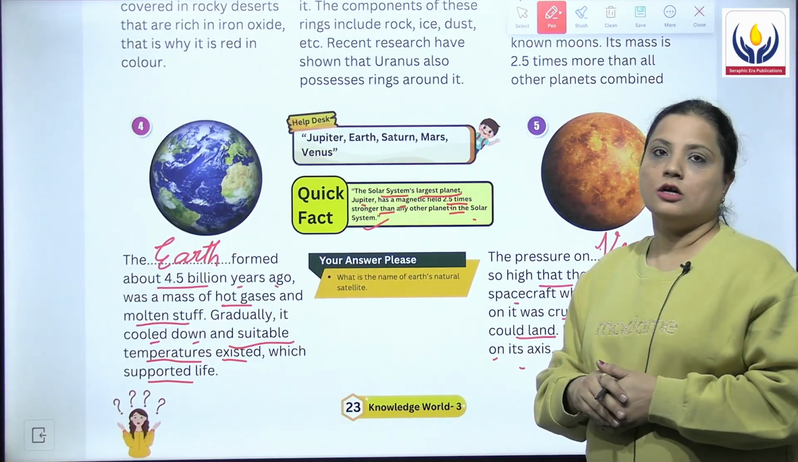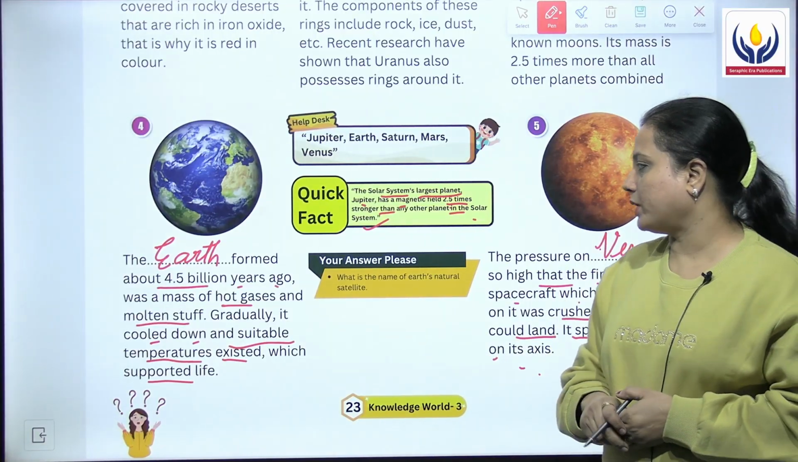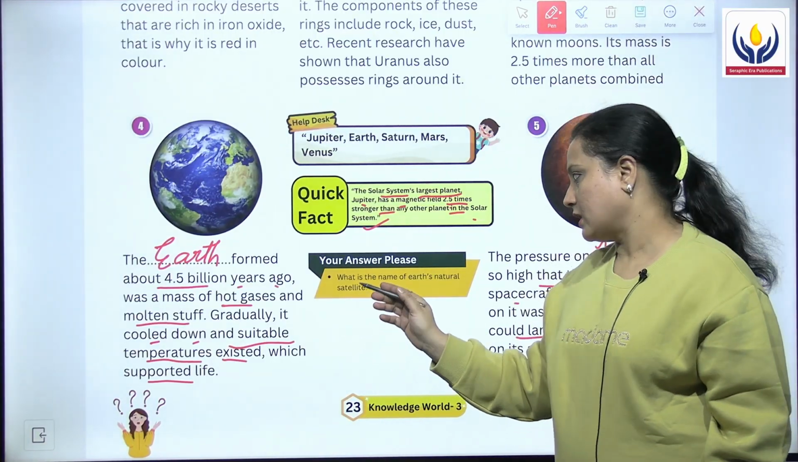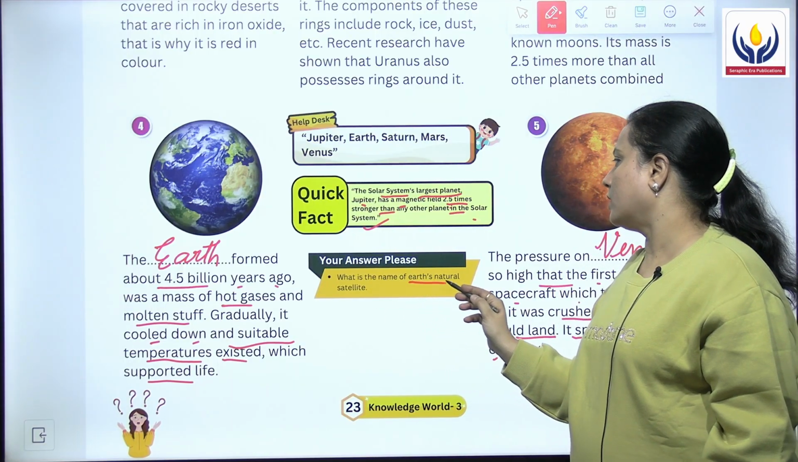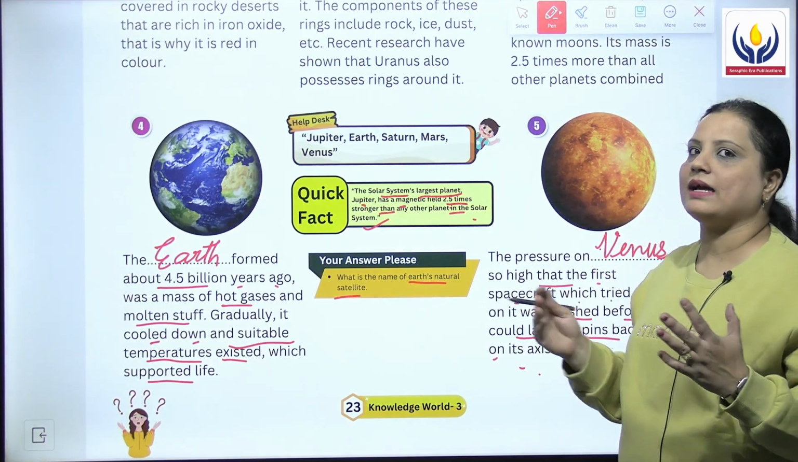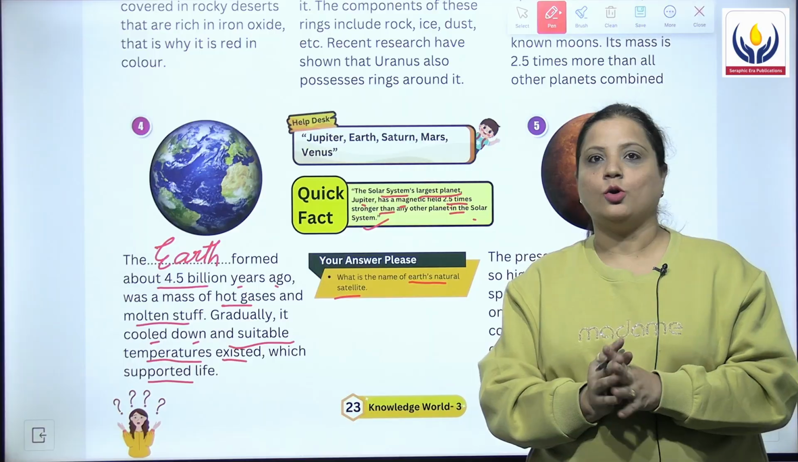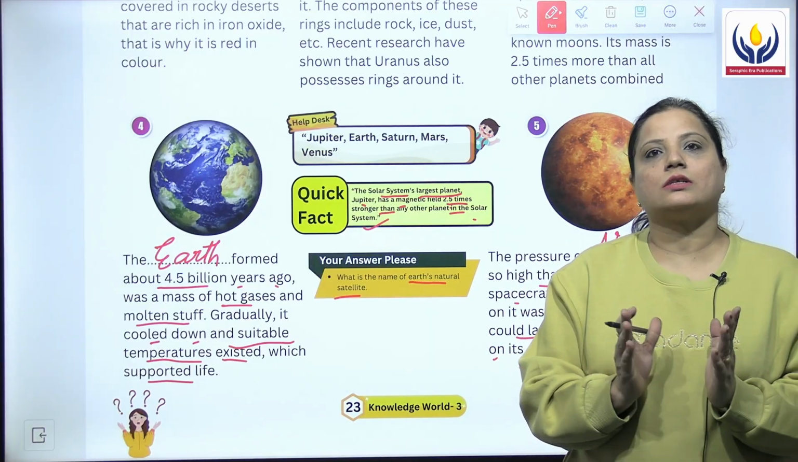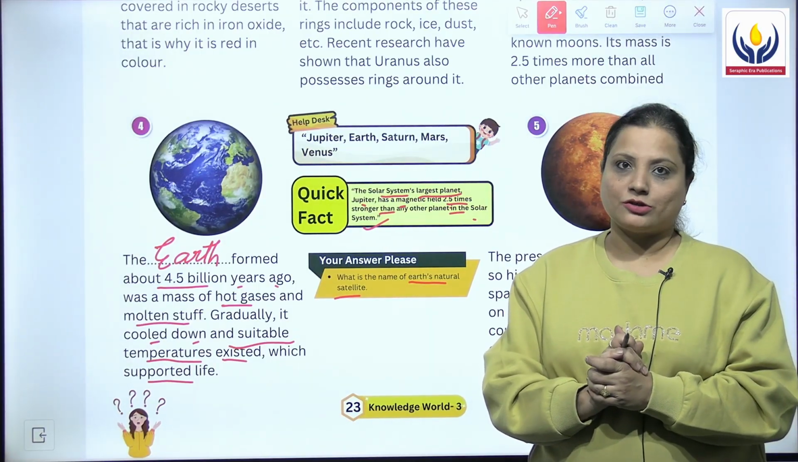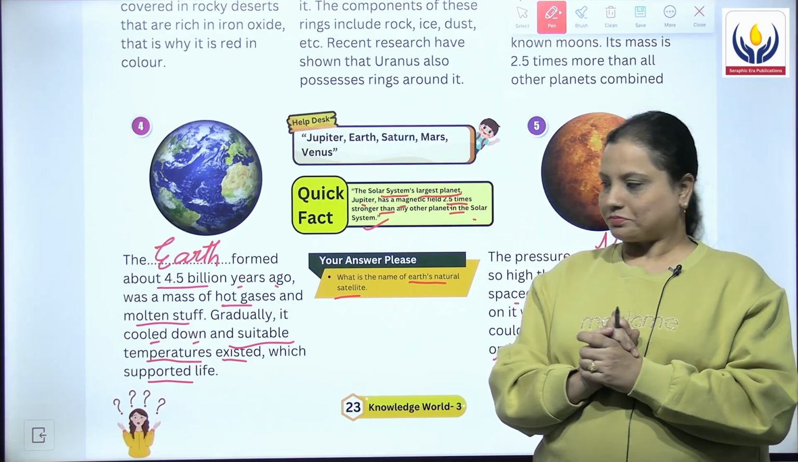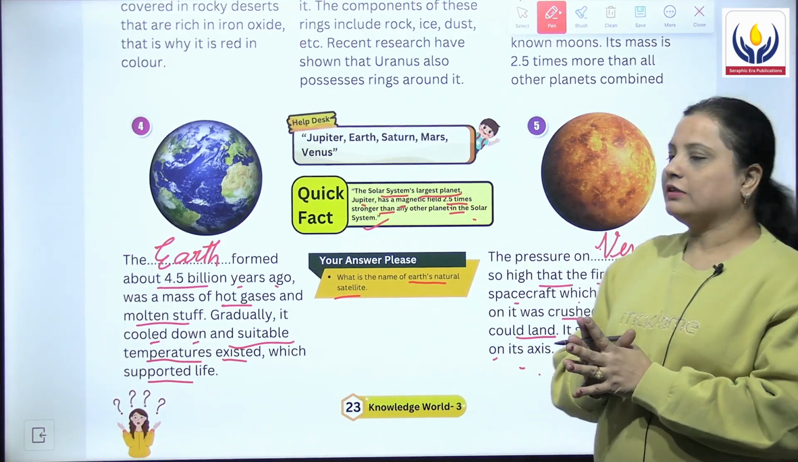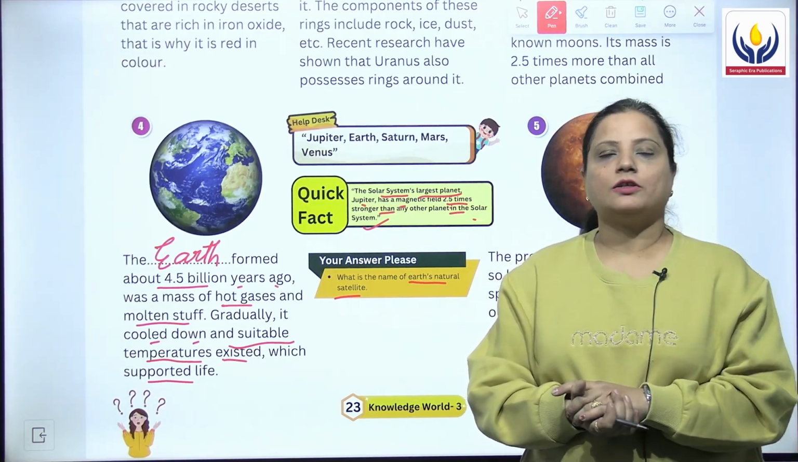Now there is another Your Answer Please topic over here, and the question says, what is the name of Earth's natural satellite? And by chance I had already told you the name of our Earth's natural satellite. The answer for this question is Moon. So this was all about this chapter. I hope you have understood.